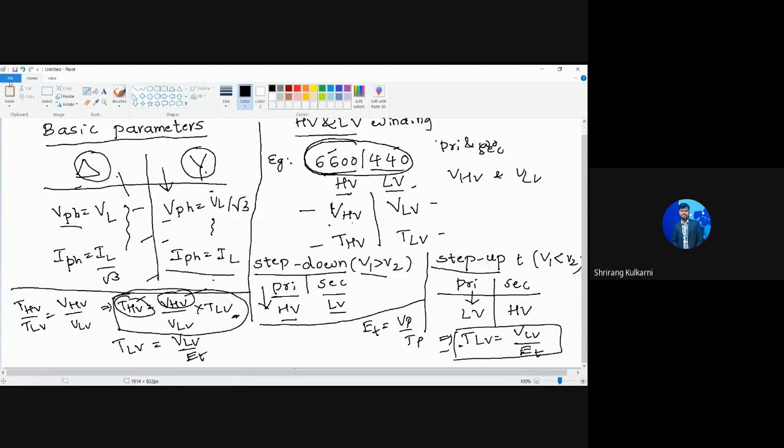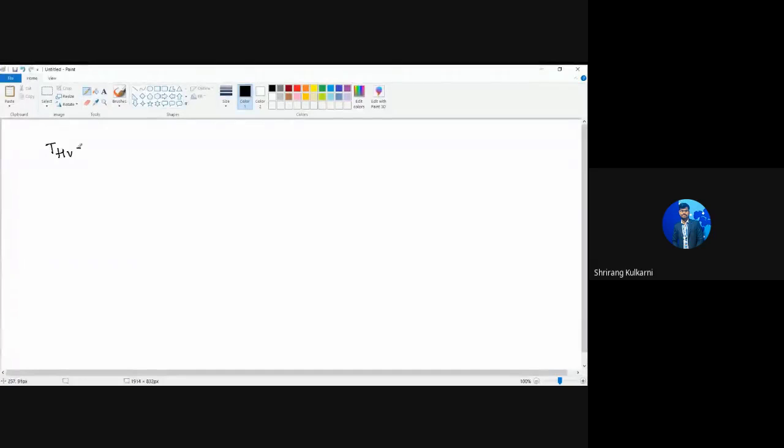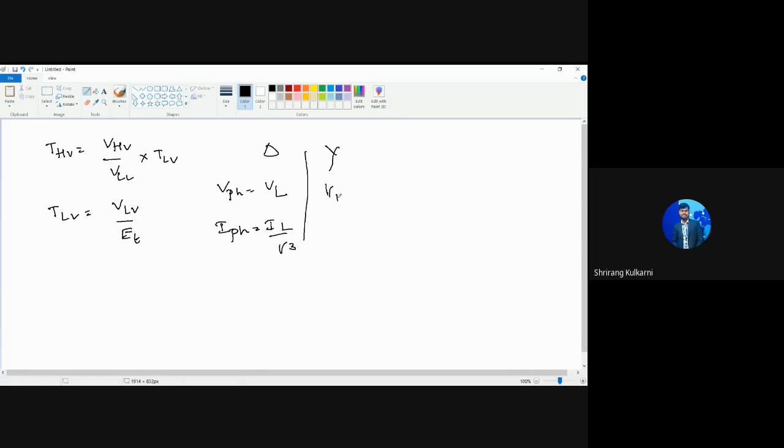I will write again here. THV is equal to VHV by VLV into TLV. Next, TLV is equal to VLV by EMF per turn. Then the delta star connection relations. In delta, V phase is equal to V line, and I phase is equal to I line by root 3. In star, V phase is equal to VL by root 3, and I phase is equal to IL. These 6 formulas are important to solve the next problem.